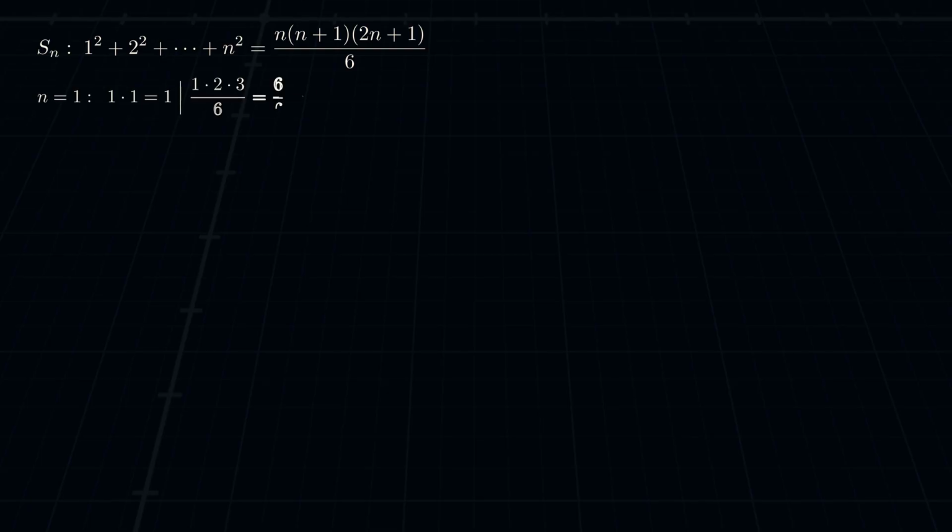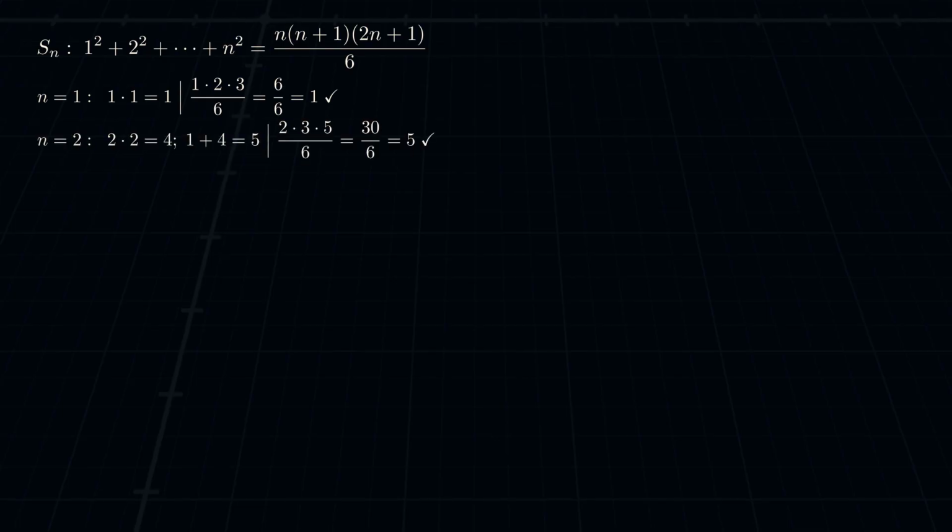Identity 2, the sum of the squares. Let S(n) be 1 squared plus 2 squared up to n squared equals n times (n plus 1) times (2n plus 1) over 6. Feel it first. n equals 1. Left side, 1 squared is 1. Right side, 1 times 2 times 3 is 6. Over 6 is 1. Match.